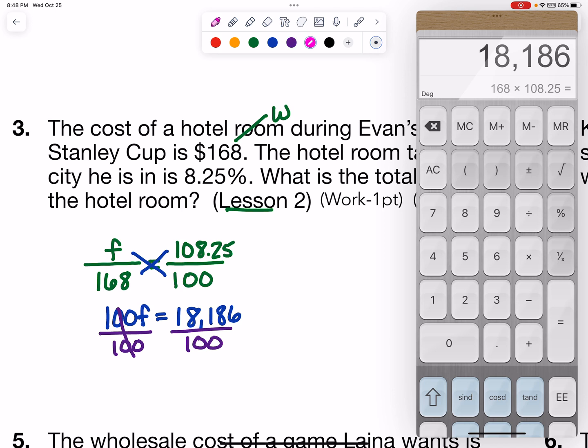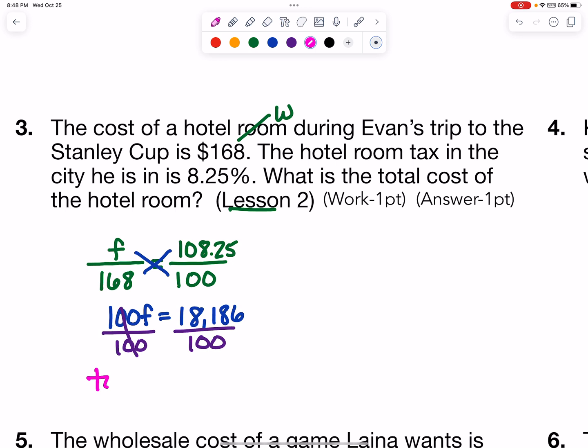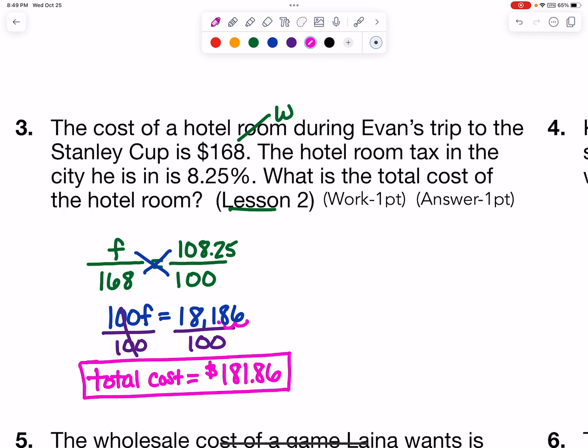And we end up with, I'm going to reread it, what is the total cost? So total cost equals, dividing by 100, the trick is 2 swoops to the left, and I need my money sign, $181.86, okay? And then I'm going to make my answer stand out by boxing it in.